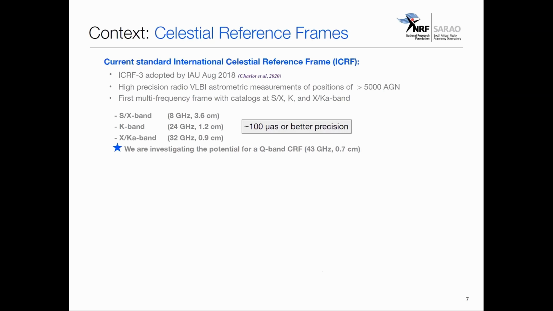Okay, so in terms of VLBI, the current standard International Celestial Reference Frame is the ICRF3. I already said it was adopted by the IAU in August 2018, and it has high precision radio VLBI astrometric measurements of the positions of more than 5,000 AGN. The wonderful thing about the ICRF3 is that it's the first multi-frequency frame. So we have catalogs at the standard SX bands, but also a catalog at K band, 24 gigahertz, and also at Ka band at 32 gigahertz. And recently we also started investigating the potential for a celestial reference frame at Q band at 43 gigahertz.